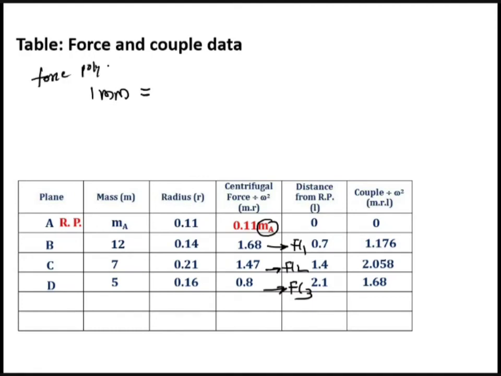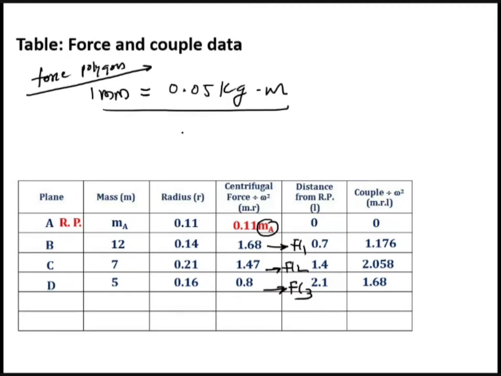Let us take some scale for the force polygon. For the force polygon, I am taking the scale as 1 mm is equal to 0.05 kg meter. Okay, that is a sufficient scale. Now calculate. FC1 is equal to 1.68 divided by 0.05, so what am I getting? 33.6.